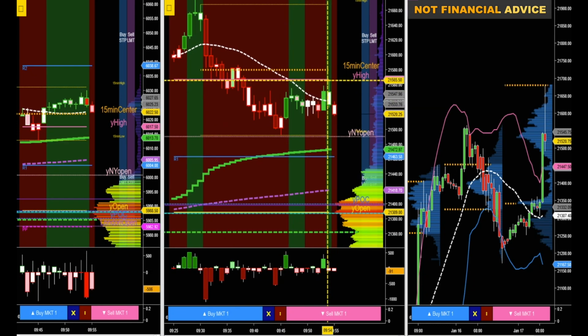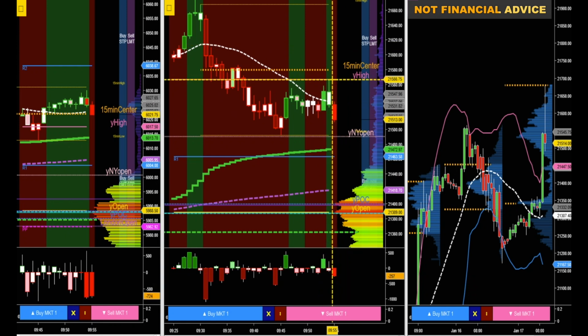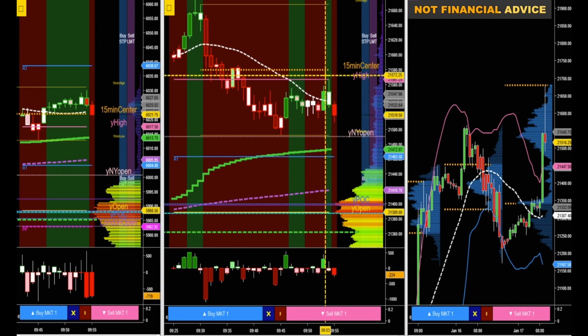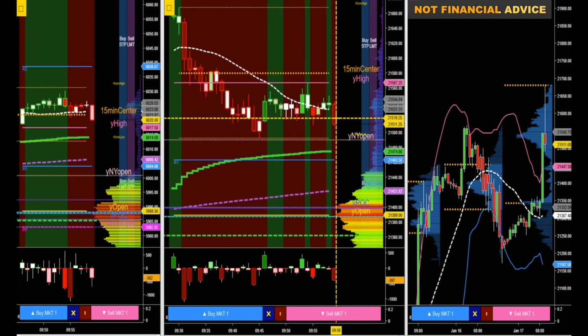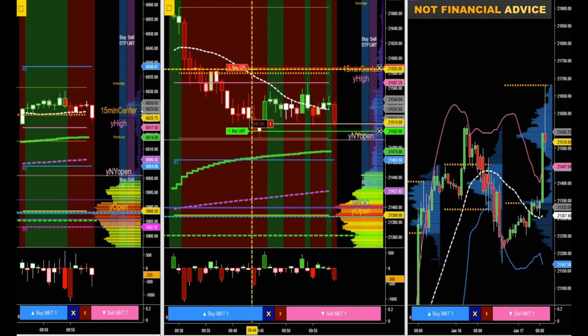Came back up to yesterday's high, got a rejection off of yesterday's high. We had the background change here. No break above, so no long there. All right, we're breaking below the 20 here. Got some strong negative delta.